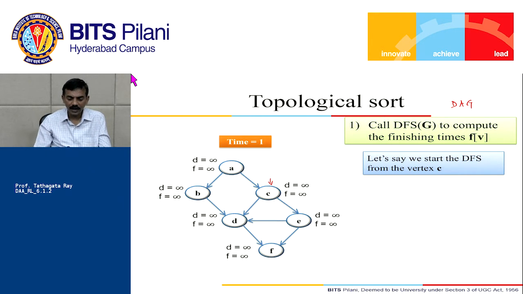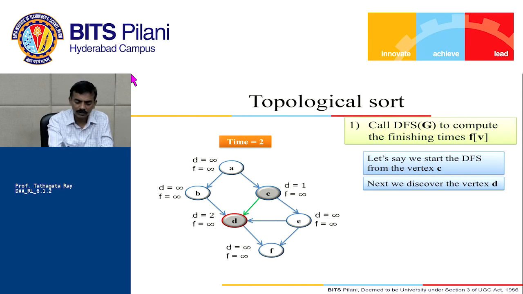So let's say we start from this vertex C. We make it gray. Discovery time is 1. And then, next time step, we go to one of its neighbors which is still unvisited. So we decided that we will go from C to D. When we go to D, we discover D in time step 2. So the discovery time of D is 2.